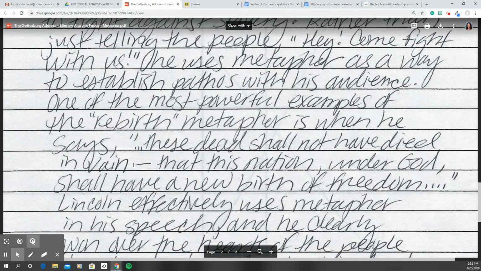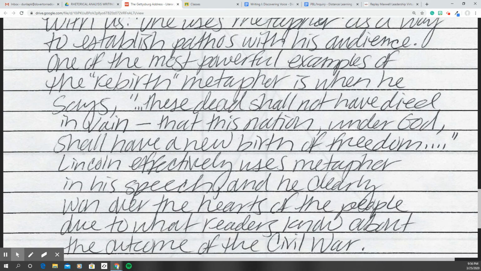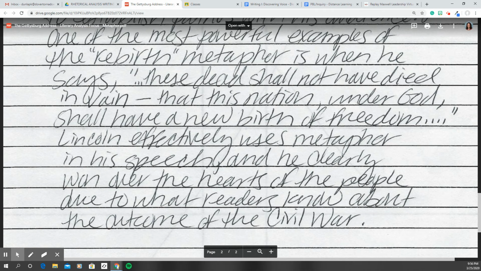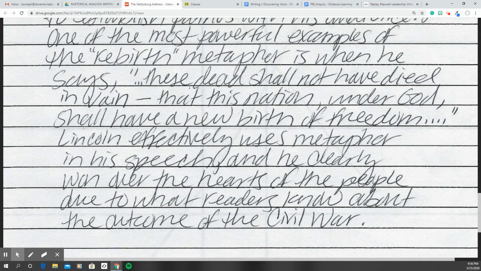One of the most powerful examples of the rebirth metaphor is when he says, these dead shall not have died in vain, and that this nation under God shall have a new birth of freedom. So now I'm incorporating my textual evidence. Okay, you always have to show evidence.